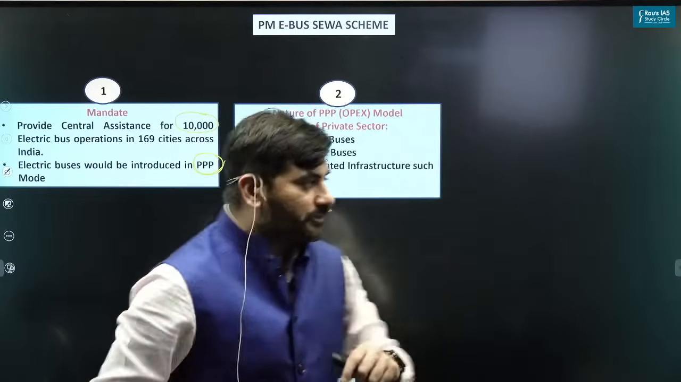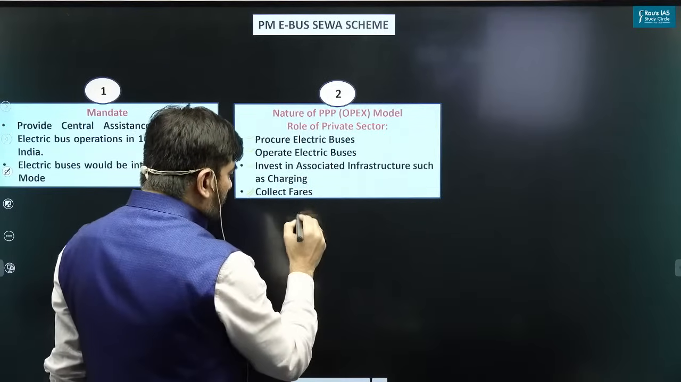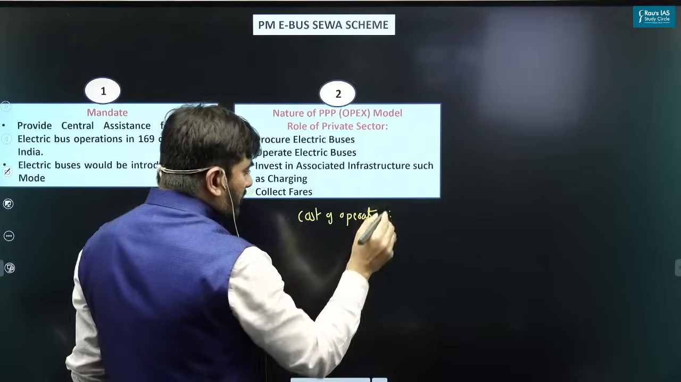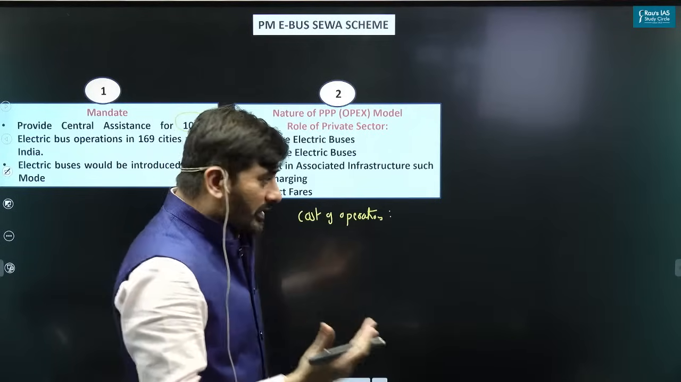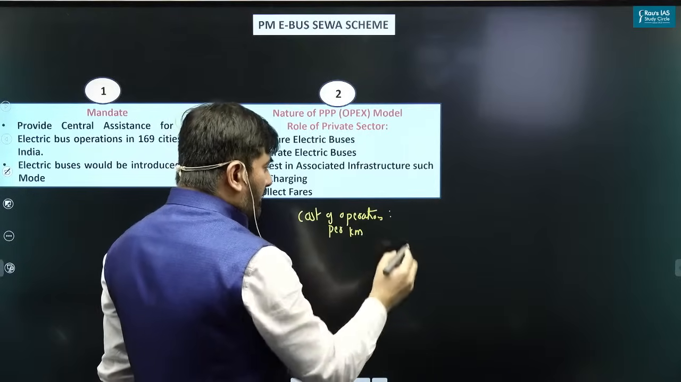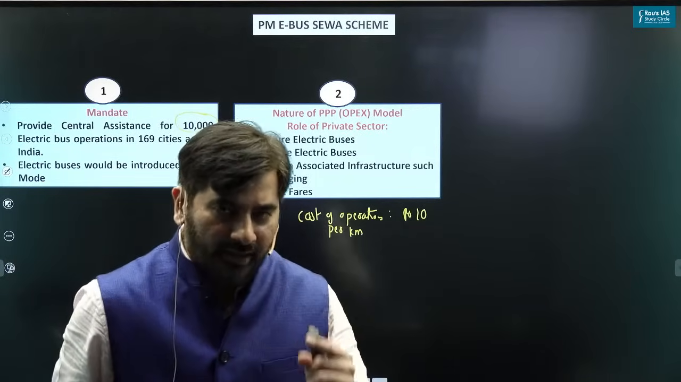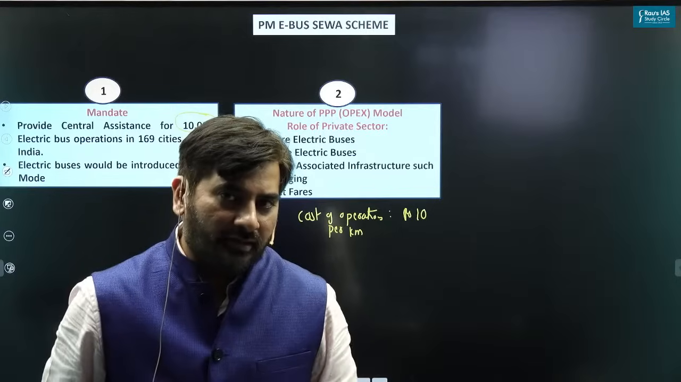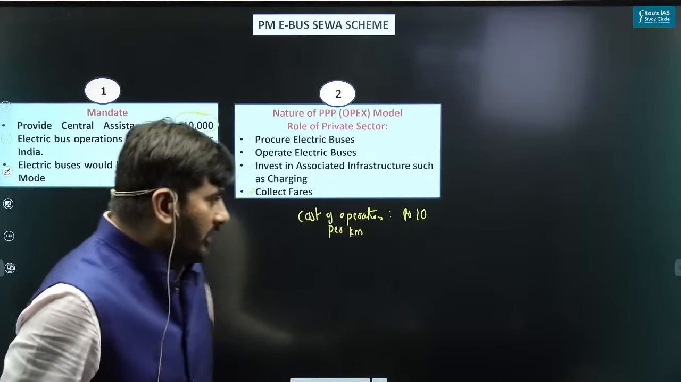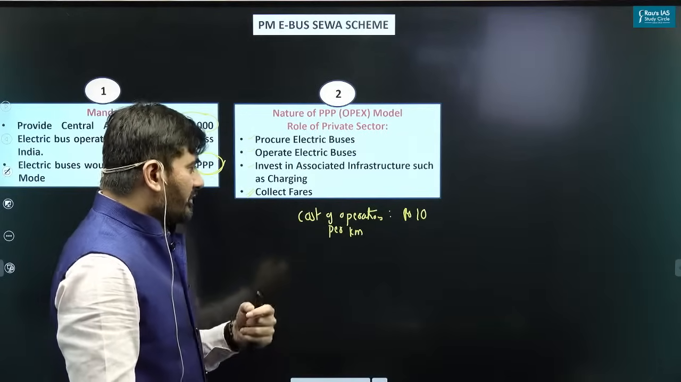Example, I'll just show you. Now this is just an example to give you more clarity. Let's say the cost of operation of an electric bus, and to keep it simple, let's say cost of operation per kilometer is rupees 10. So the private sector running these electric buses is spending rupees 10 for every 1 kilometer of running. This 10 rupees could include the buying of buses, operation of buses, infrastructure such as charging, and so on.